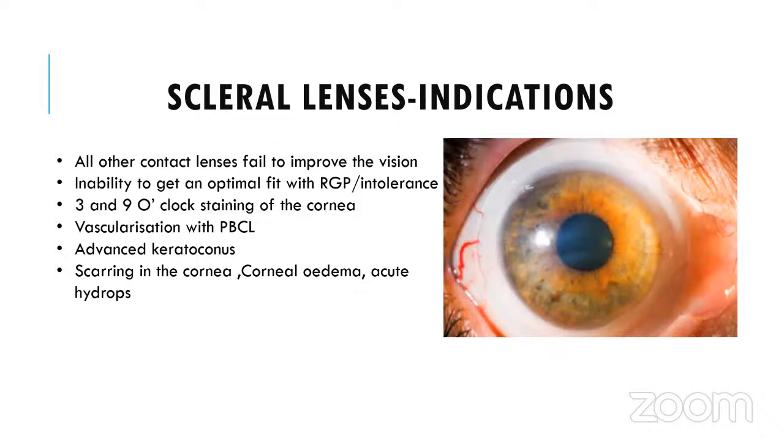Indications are when all other contact lenses fail to improve the vision, inability to get an optimal fit with RGP or intolerance, 3 and 9 o'clock staining of the cornea, vascularization with PBCL, and advanced keratoconus, scarring in the cornea, corneal edema, and acute hydrops.